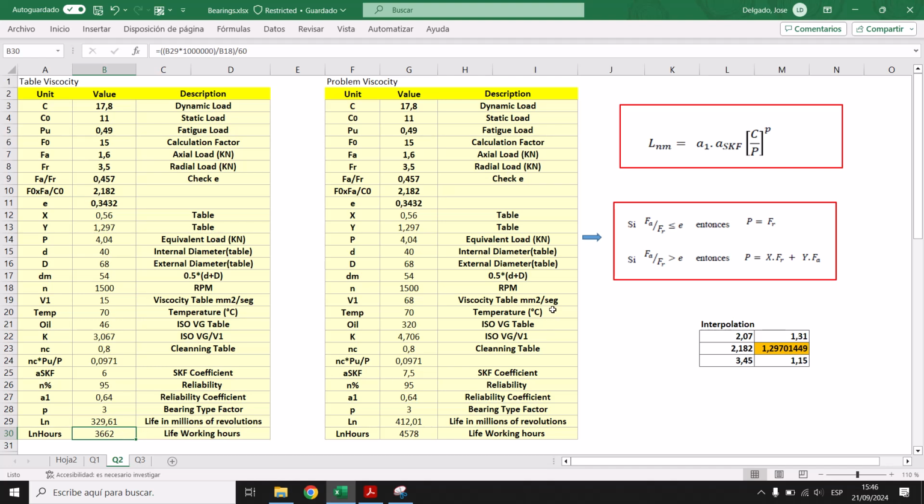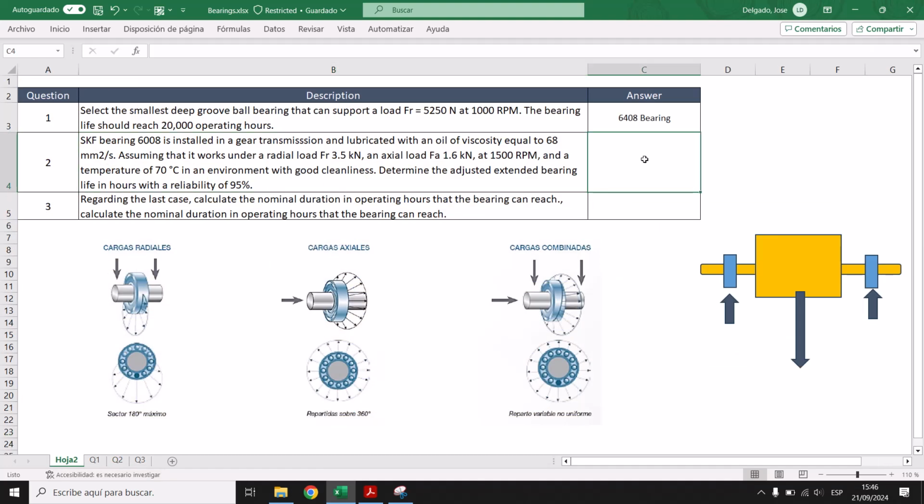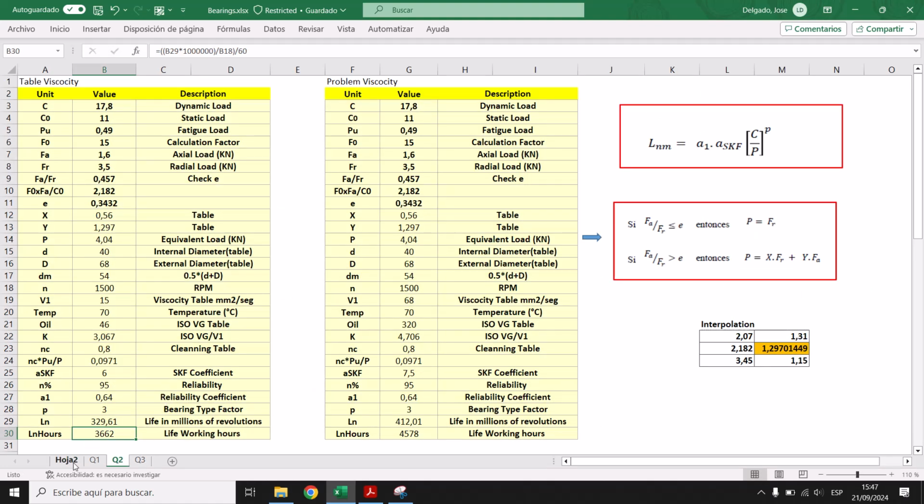So for this example, if you don't know the viscosity and you see what SKF tells you, we are going to have 3,662 service working hours. But now you know it's 68 viscosity. As you can see, we're going to use 320 ISO. So don't worry, now we are going to have 5,578 service working hours. So let's put this. Okay, here, the adjusted extended bearing life in hours. So we're going to have 3,662 hours for 46 square millimeters per second. Right? Or maybe we can put the ISO. Yes. Okay.